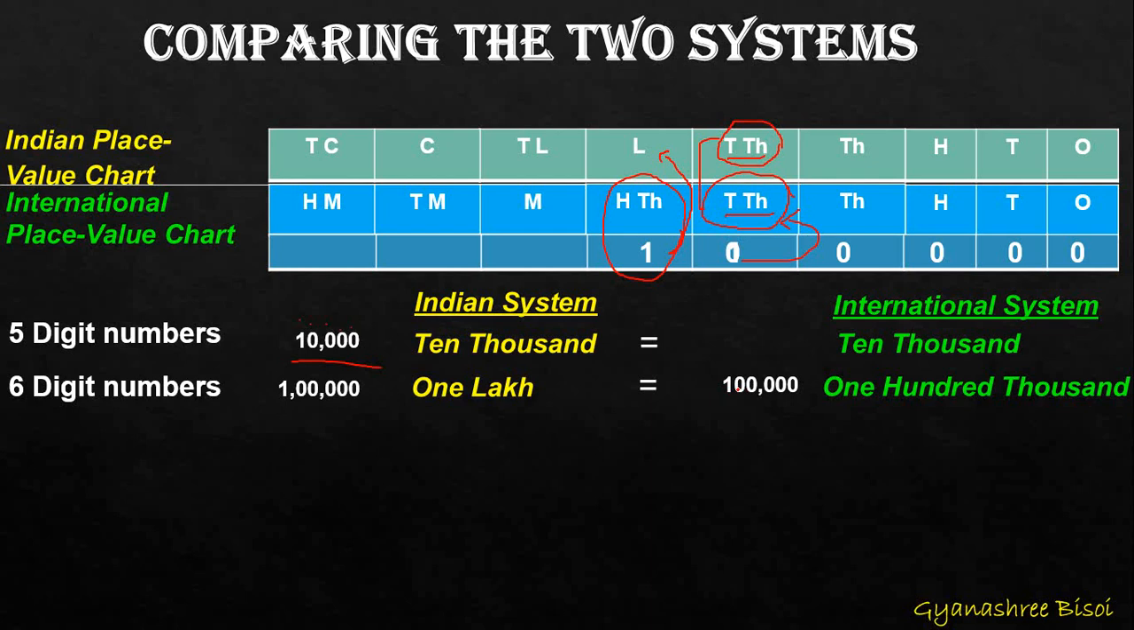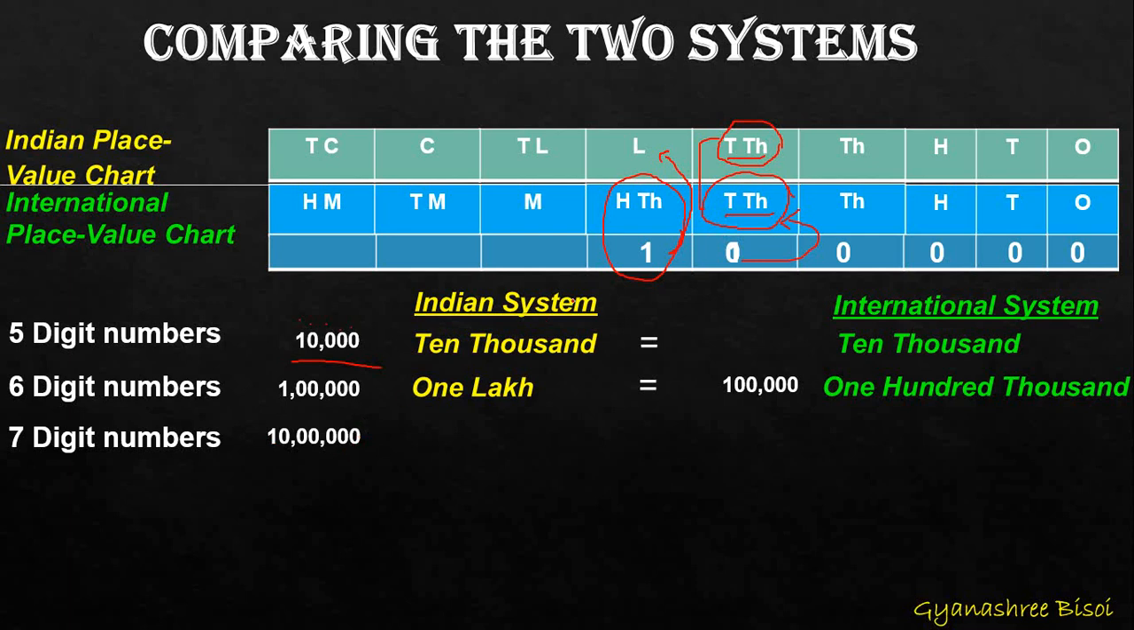Now next, take another number, that is a 7-digit number. See, 1 with 6 zeros I have taken here. So 1, 2, 3, 4, 5, 6 zeros. Then 1 I have. So this is a 7-digit number. So how will you read this?